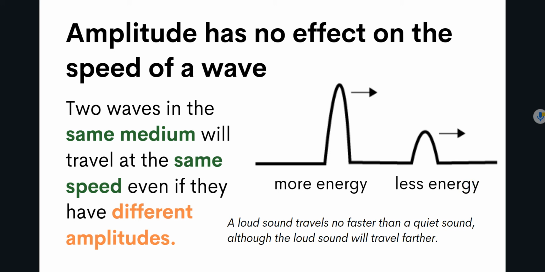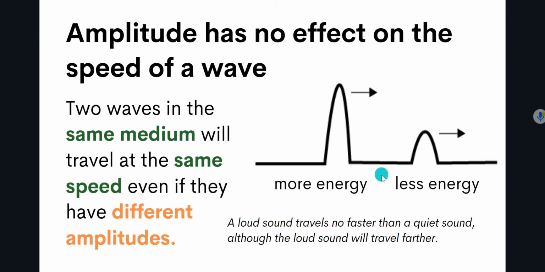Now, here's an interesting phenomenon. Amplitude, this energy, has no effect on the speed of a wave, right? If I was going to whisper to you in a classroom, you would hear my message no quicker or slower than if I screamed at you. If I screamed at you, you would hear my message in just the same amount of time. So amplitude has nothing to do with the speed of the wave. Waves of less energy and great energy will have the same velocity, even if they have different amplitudes.